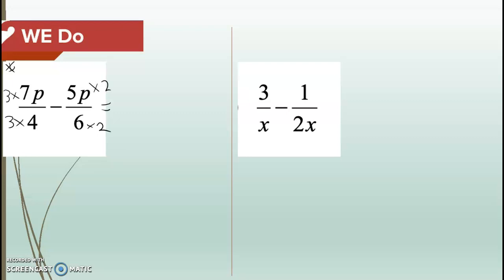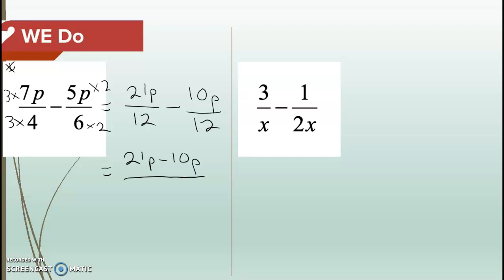So we get 21p over 12 minus 10p over 12. And now we can subtract the numerators, combine the fractions, 21p minus 10p on the numerator, all over 12. And that's equal to 11p over 12.